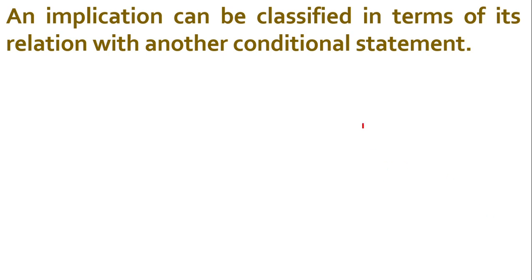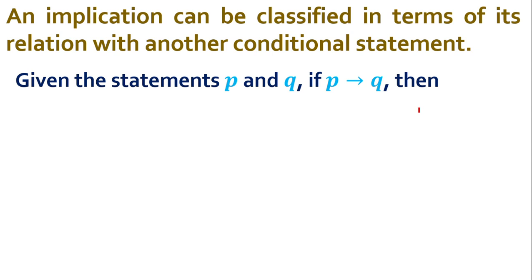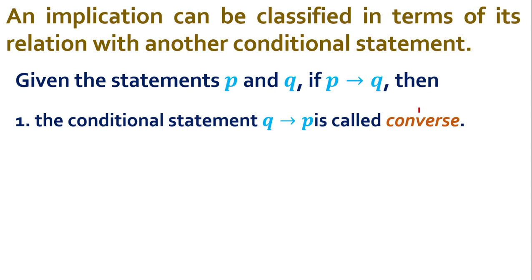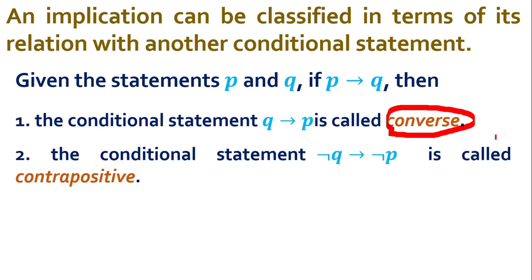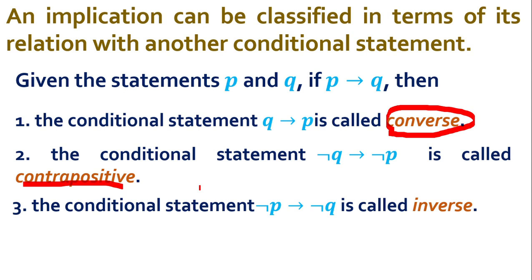So an implication can be classified in terms of its relation with another conditional statement. Given the statement P implies Q, the conditional statement Q implies P is called the converse. And the conditional statement not Q implies not P is called the contrapositive. Next, the conditional statement not P implies not Q is the inverse. Yan, so yan yung mga tatandaan natin.